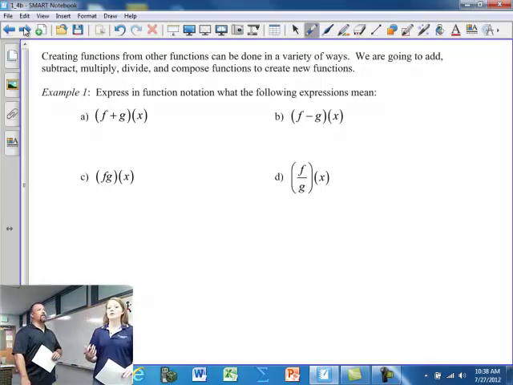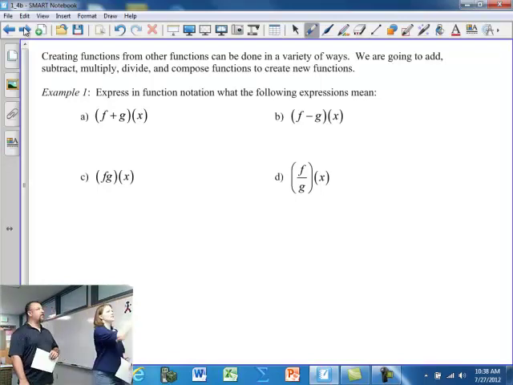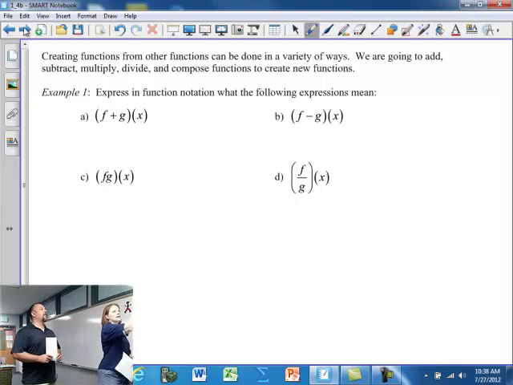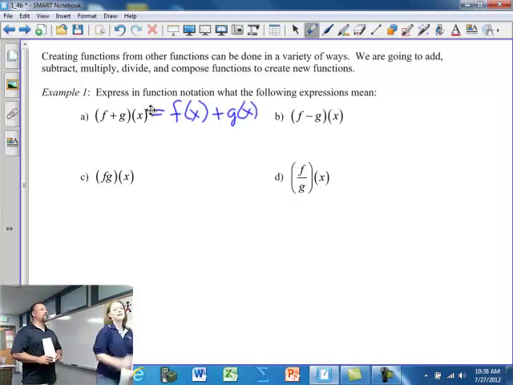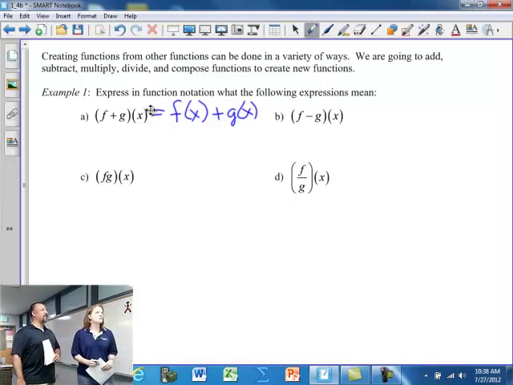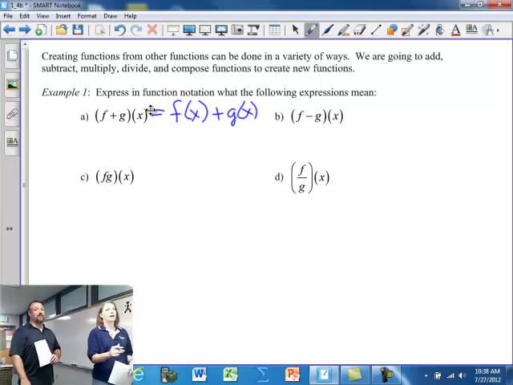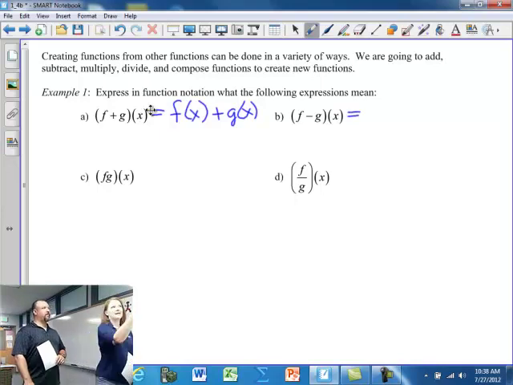When we add functions, this is the notation you will see. You need to understand what that notation means. It means you're literally going to take the function f of x and add it to the function g of x. That's it. We just want you to understand the notation. There's no extra x in there multiplied by something. No. Don't do that.